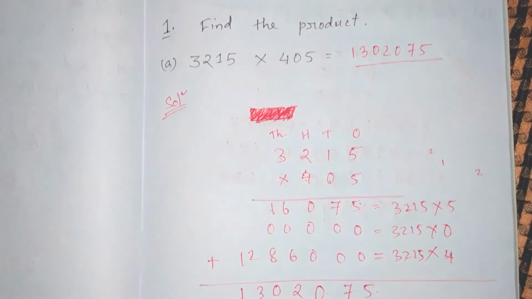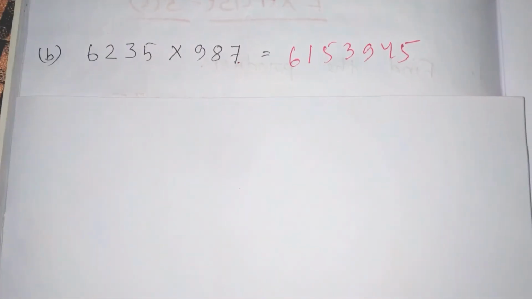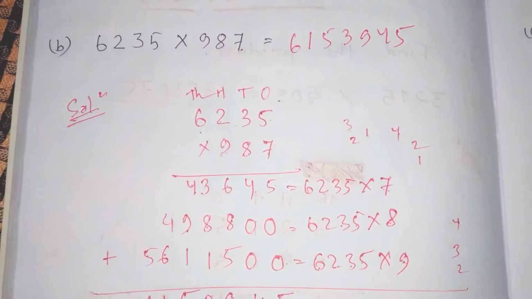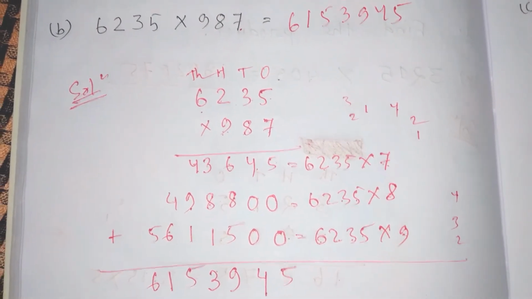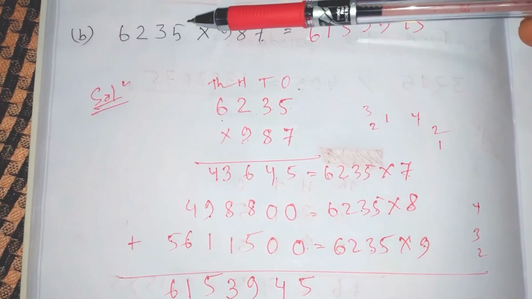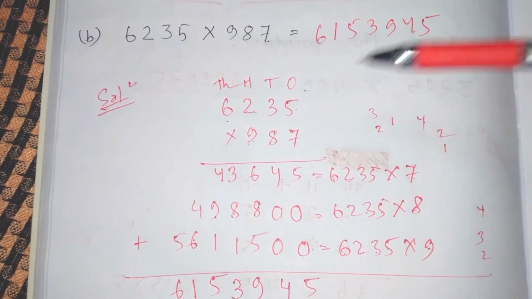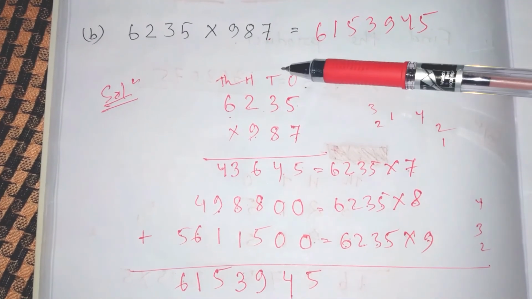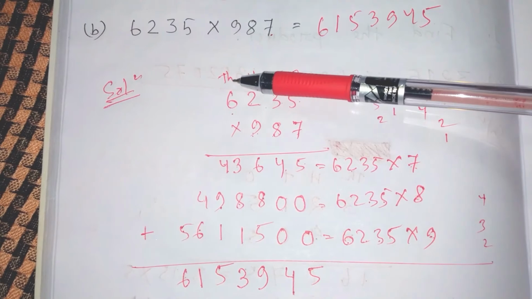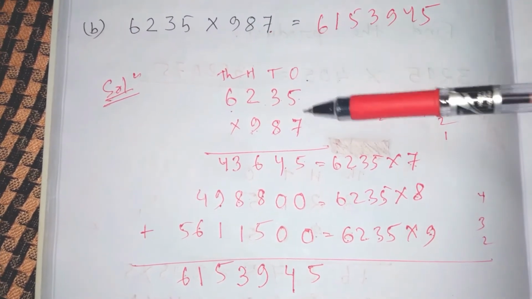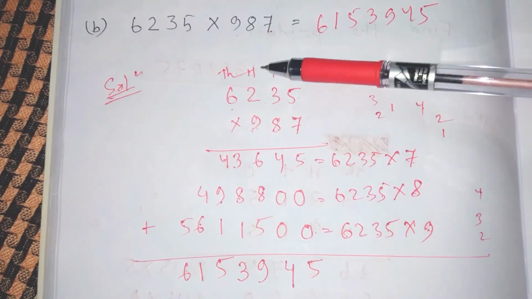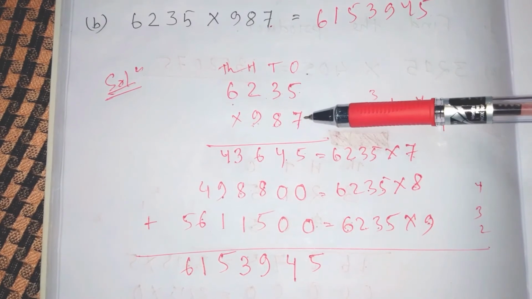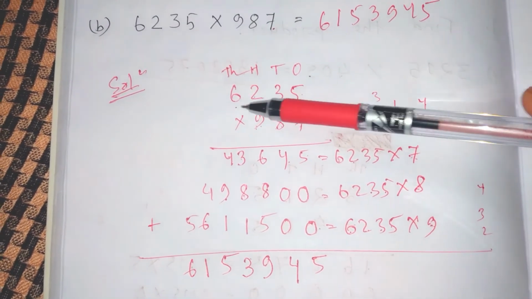Okay, so let's jump into the next question. This is the second question, and this is almost similar to the previous one. So let's see how I have done the solution. Here you have 6235 as the multiplicand and 987 as the multiplier. I have written the multiplicand above and the multiplier below. So 5 is in the ones position, 3 is in the tens position, 2 is in the hundreds position, 6 is in the thousands position. Like this, you have multiplier 7 in the ones position, 8 in the tens position, 9 in the hundreds position. That means firstly you will take 7 because it is in the ones position in the multiplier, and this will be multiplied with 6235.